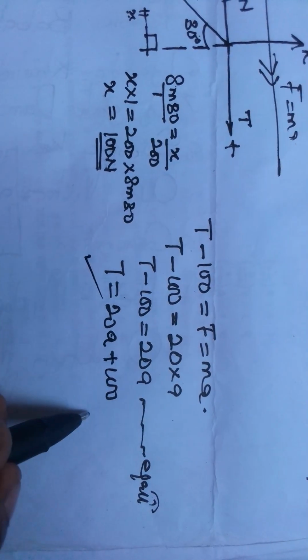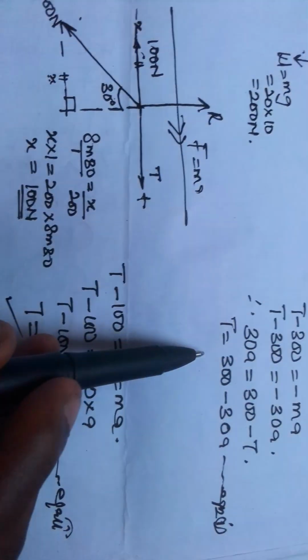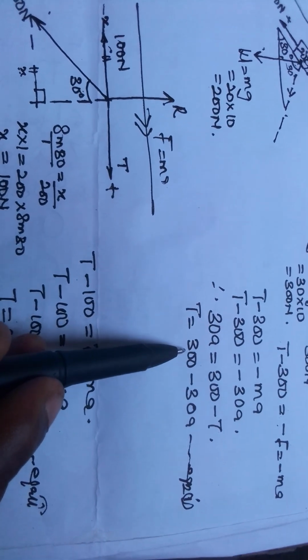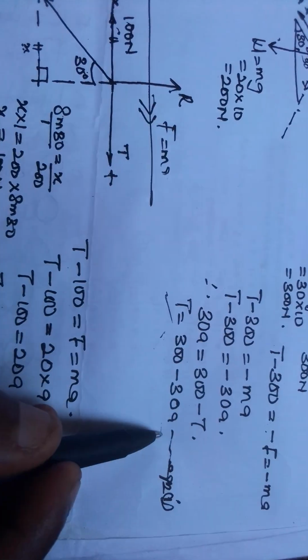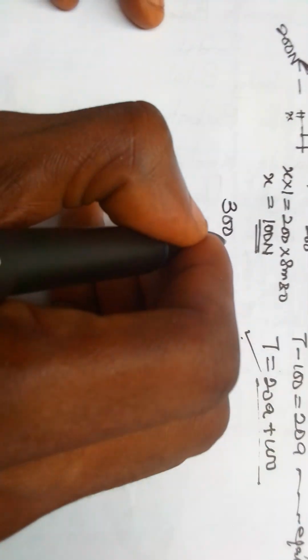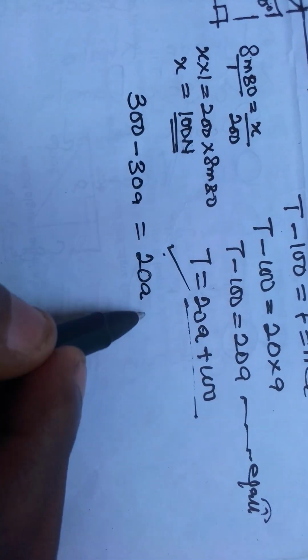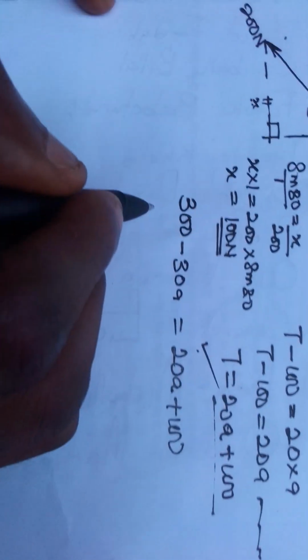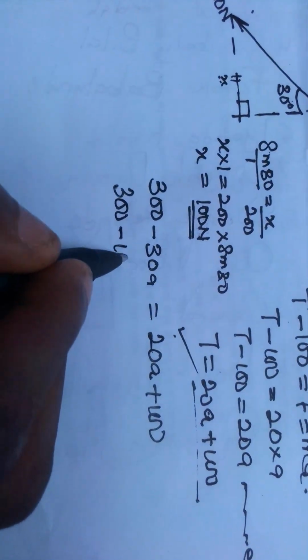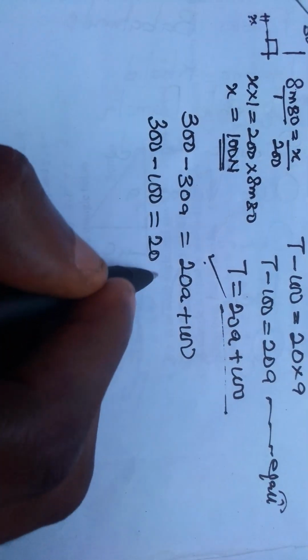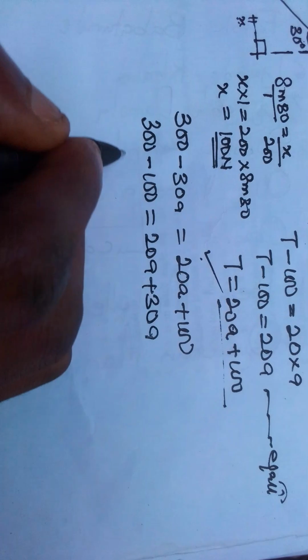So far this one equals this, and the one I got earlier, T equals 300 minus 30A, equals this. So T is the same T here, and I can equate this one and this one. So I can say 300 minus 30A equals 20A plus 100. Here I have 300 minus 100 equals, letting this one move to this side, 20A plus 30A. So that will be 200 equals 50A.